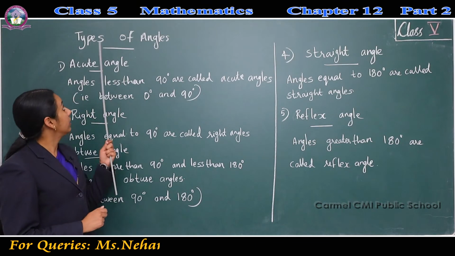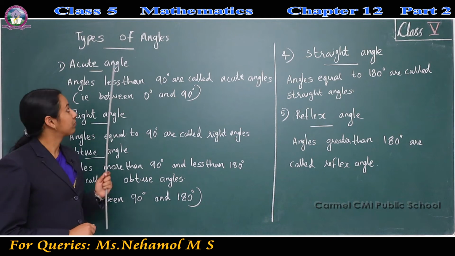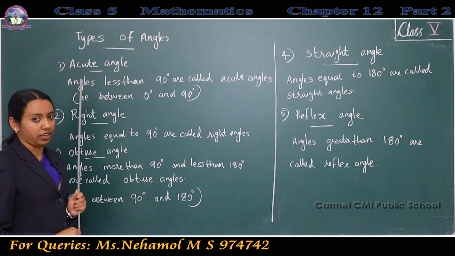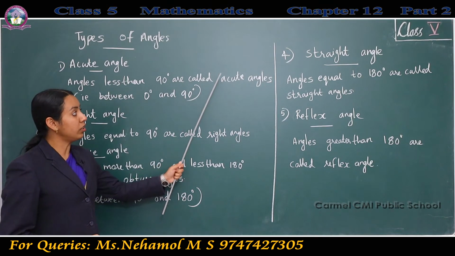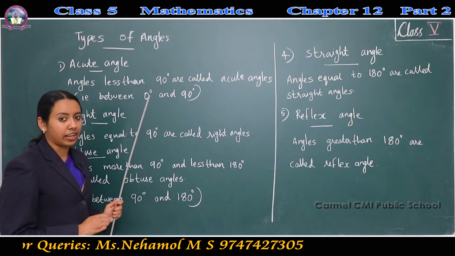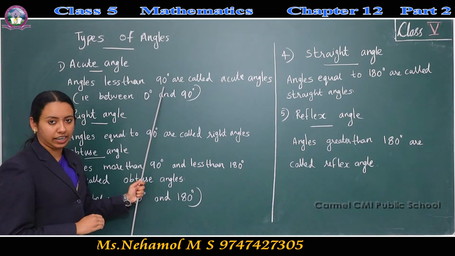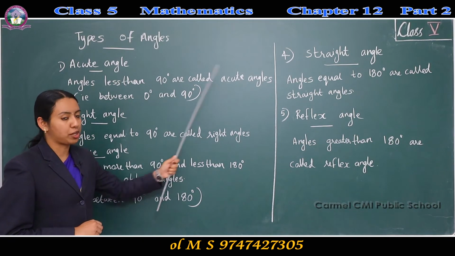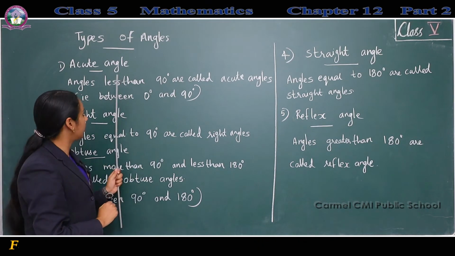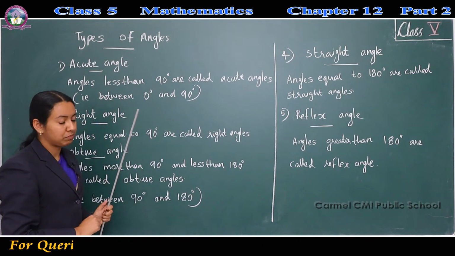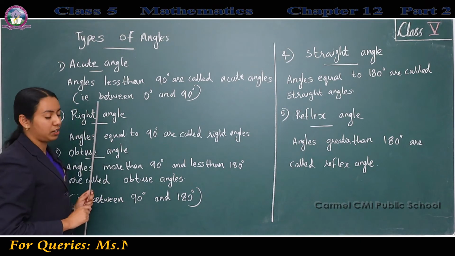Next topic, types of angles. First one, acute angle. Angles less than 90 degree are called acute angles, that is between 0 degree and 90 degree.